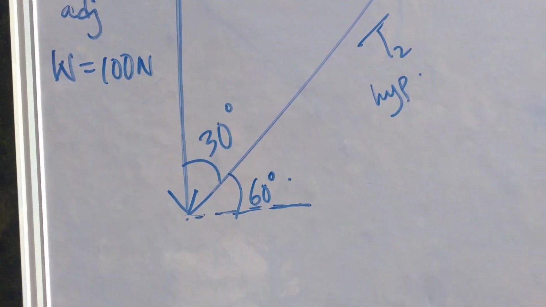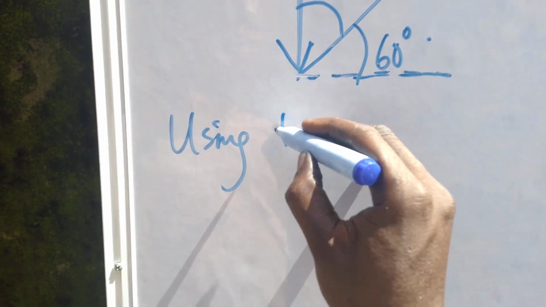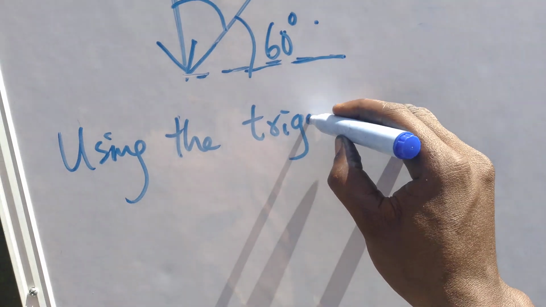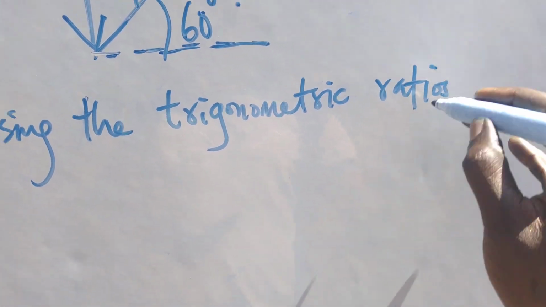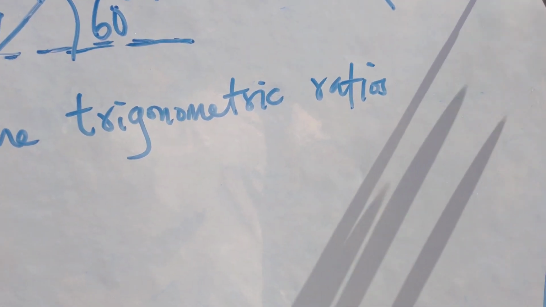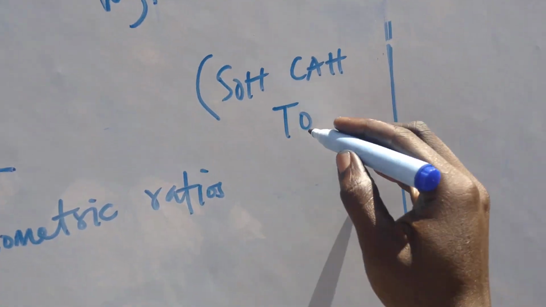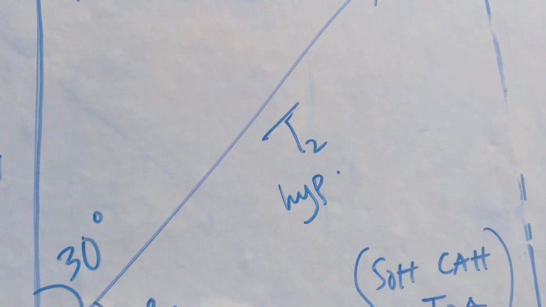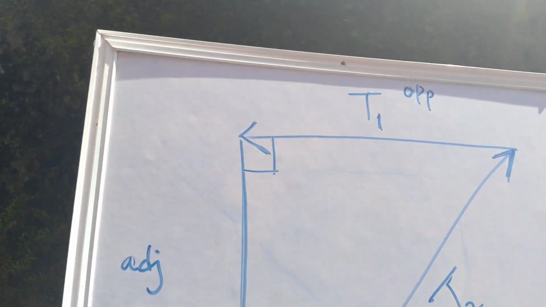So using the trigonometric ratios, I've explained that before. That's SOH CAH TOA, the trig ratios. Okay, so let's look for this. If I say opposite over adjacent, that's tan.